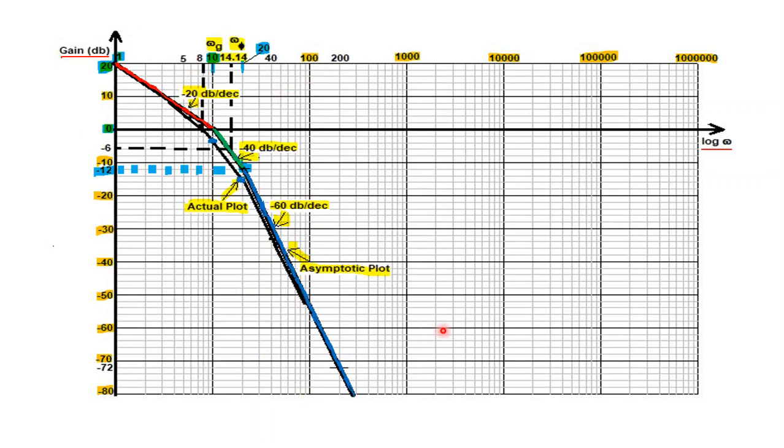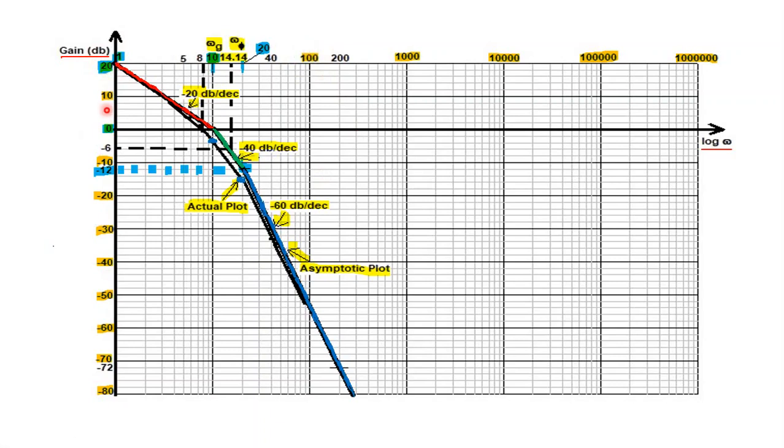So next, how to draw the plot? Since this is 0, I am taking a horizontal line. Along that line I am taking logarithmic omega, log omega. That means this is the frequency scale, and this is my gain. I have already told you how to take the gain scale, 20, 10, 0, and so on, considering at least 100 as the maximum frequency.